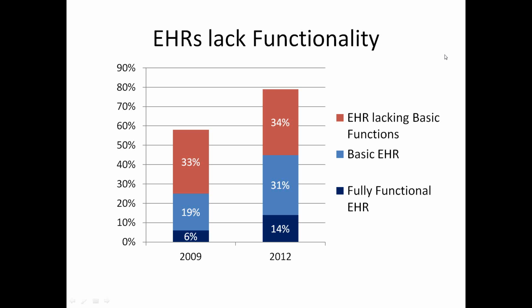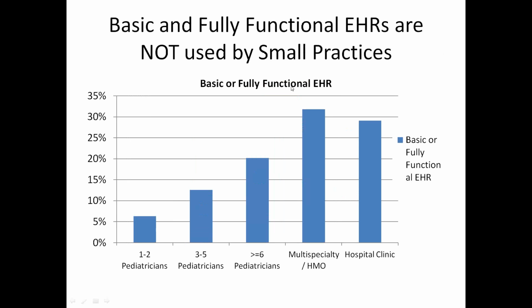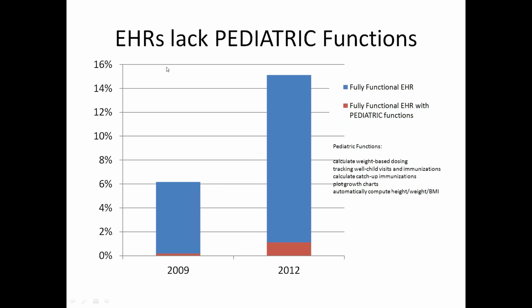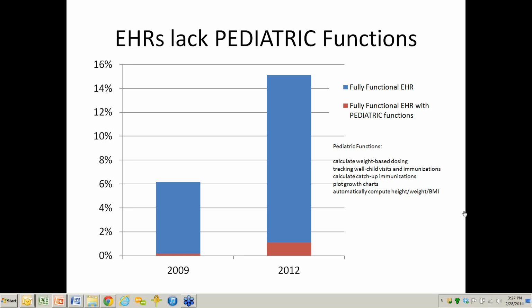When we go even further and look at functions that we consider essential for pediatrics, and that doesn't mean they might not be helpful in adult medicine too, but looking at functionality that is truly critical for practice of medicine in children, like weight-based dosing, tracking of child visits, immunizations, immunization forecasting and catch-up, plotting growth charts, and computing height, weight, and BMI, you will see that the number of EHRs in use out there is negligible when it comes to people that have all these pediatric functions in place.